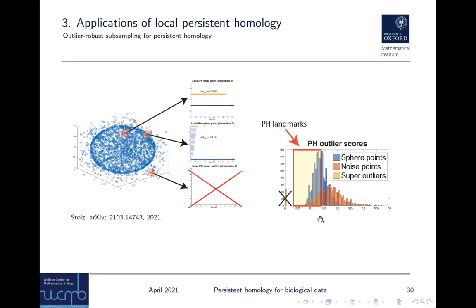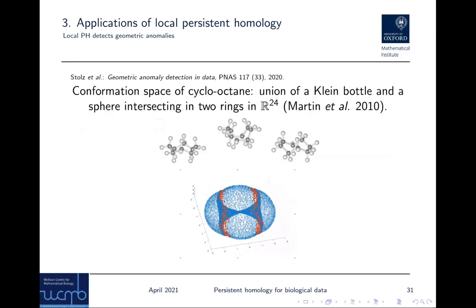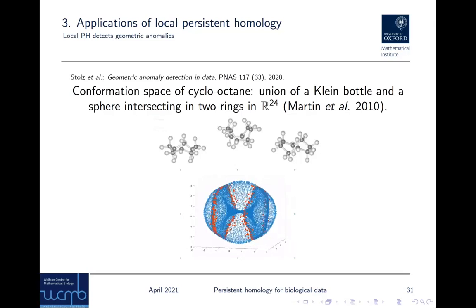Based on these scores, you can then start selecting landmarks that are representative for the data set, on which you could then run persistent homology algorithms to get an idea of the shape of the whole data set. And using very similar ideas, it turns out you can also, just by looking at local persistent homology around points, detect points that are close to intersections when they are sampled from intersecting manifolds.